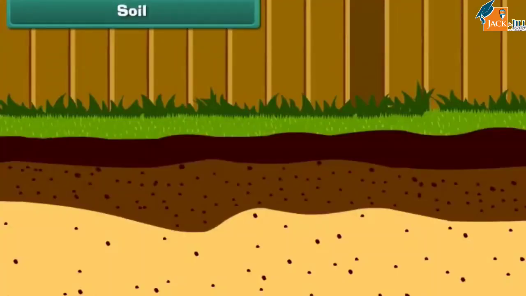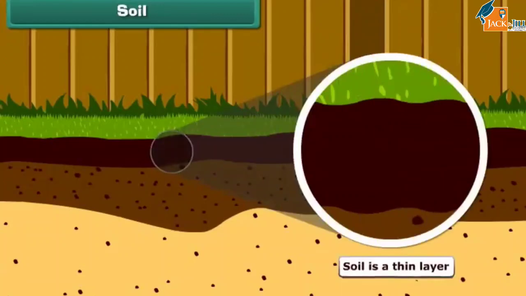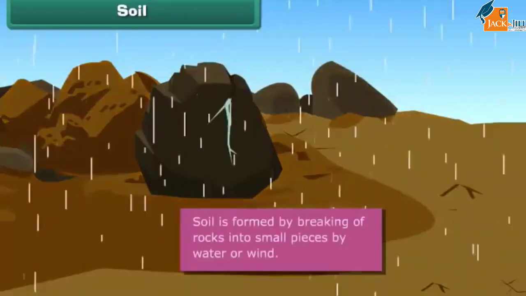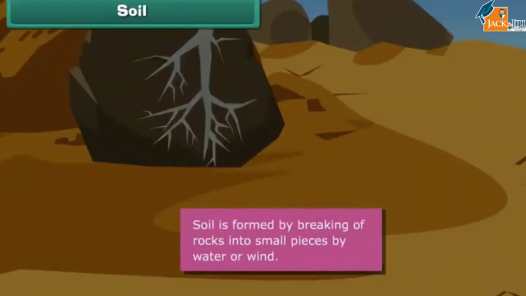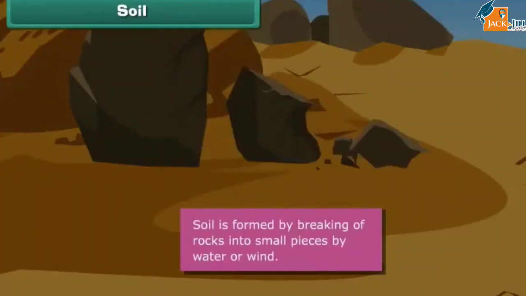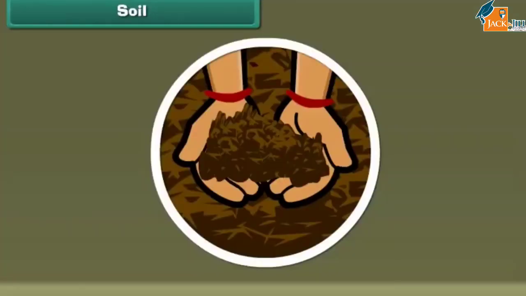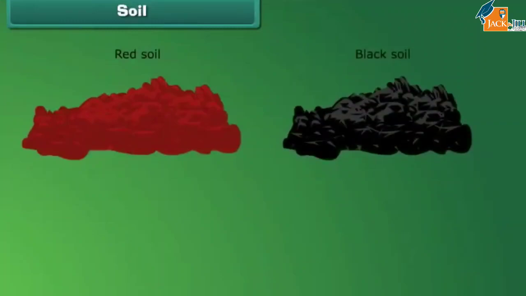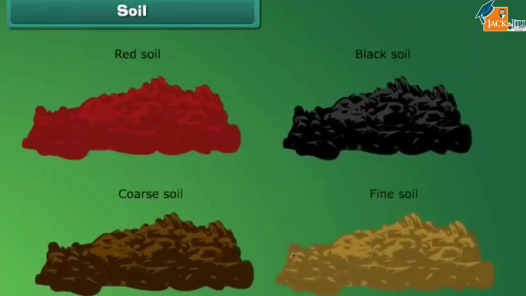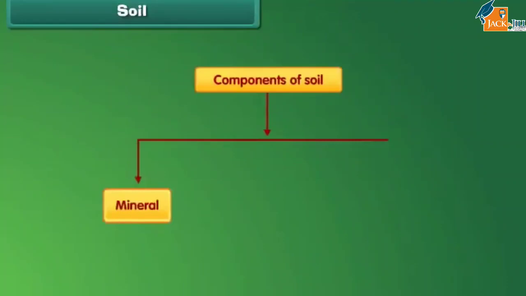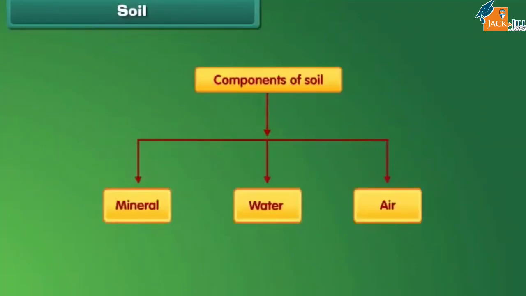Now we move on to another interesting topic of this course, that is soil. Soil is a thin layer of the earth's crust. It is formed by the breaking of rocks into small pieces by the influence of water or wind. Soils are of different types, such as red soil, black soil, coarse soil, and fine soil. Mineral, water, and air are the 3 important components of soil.